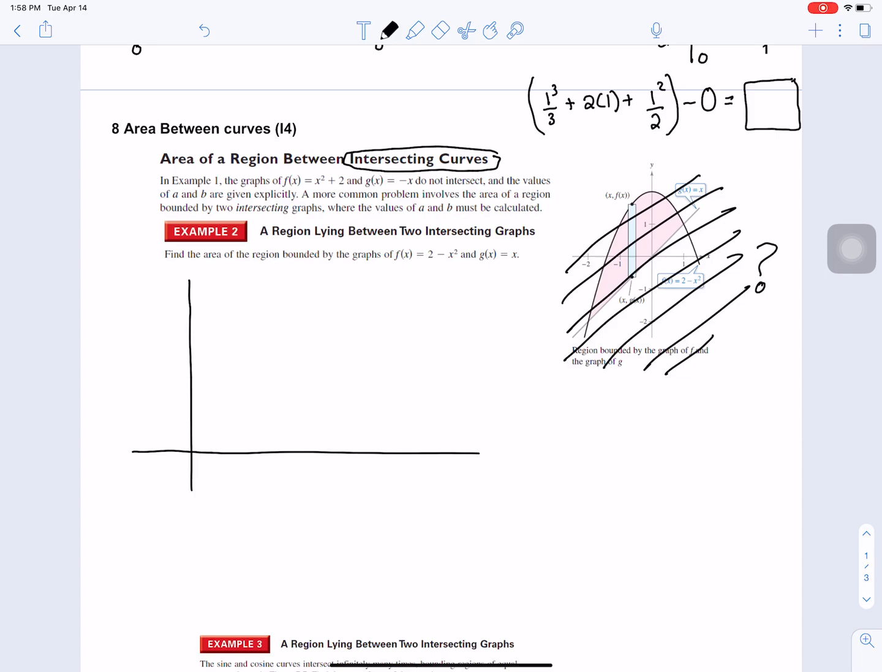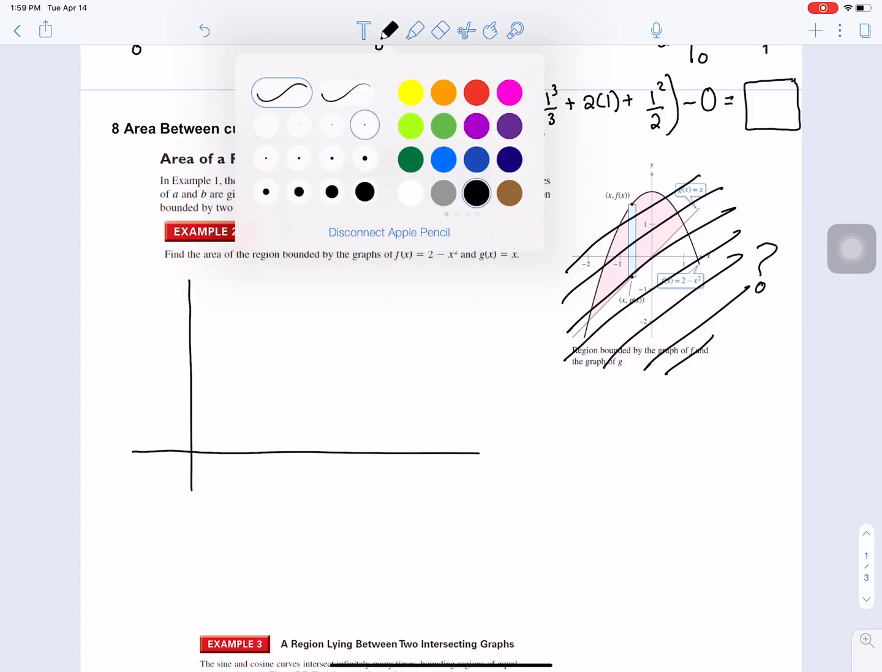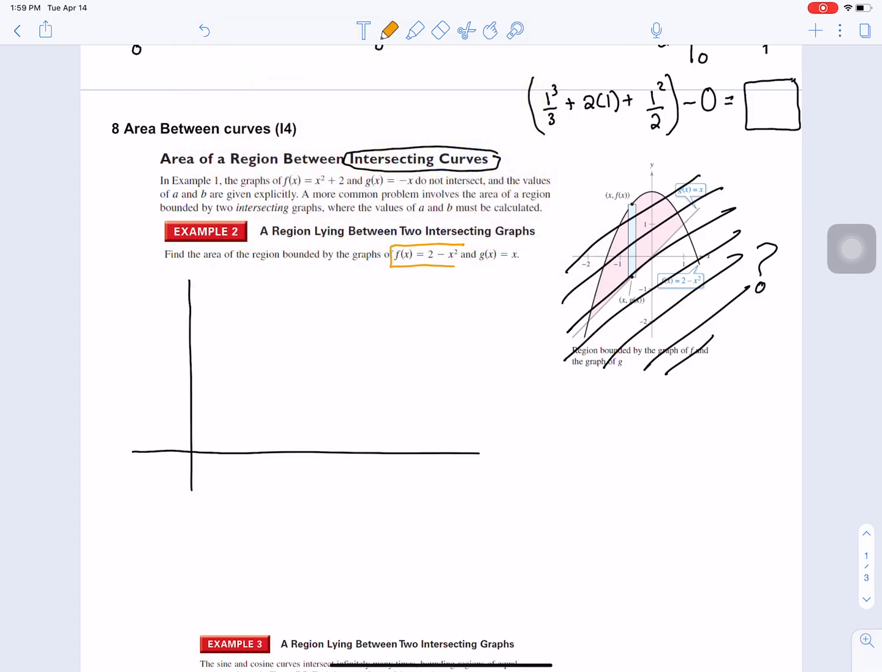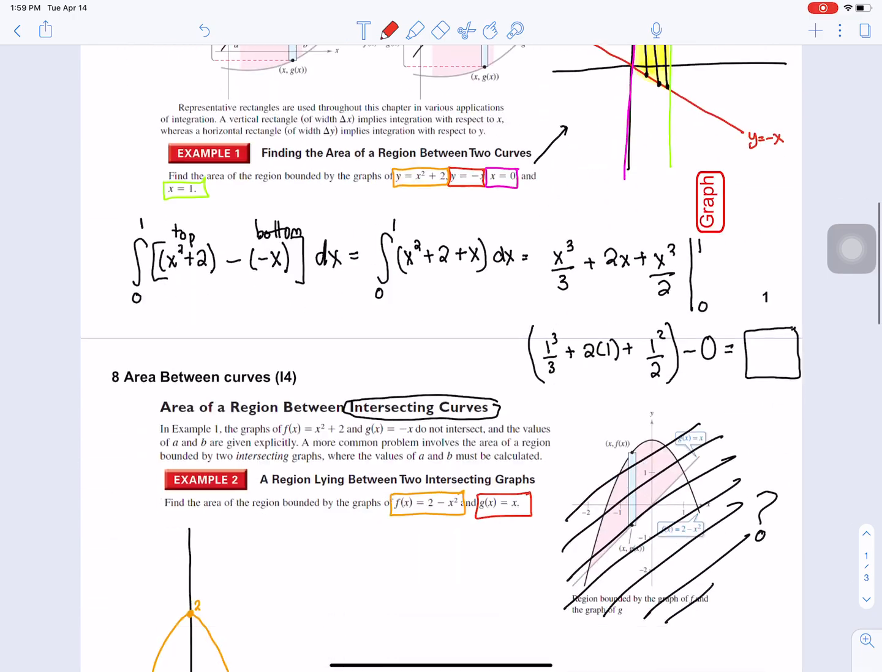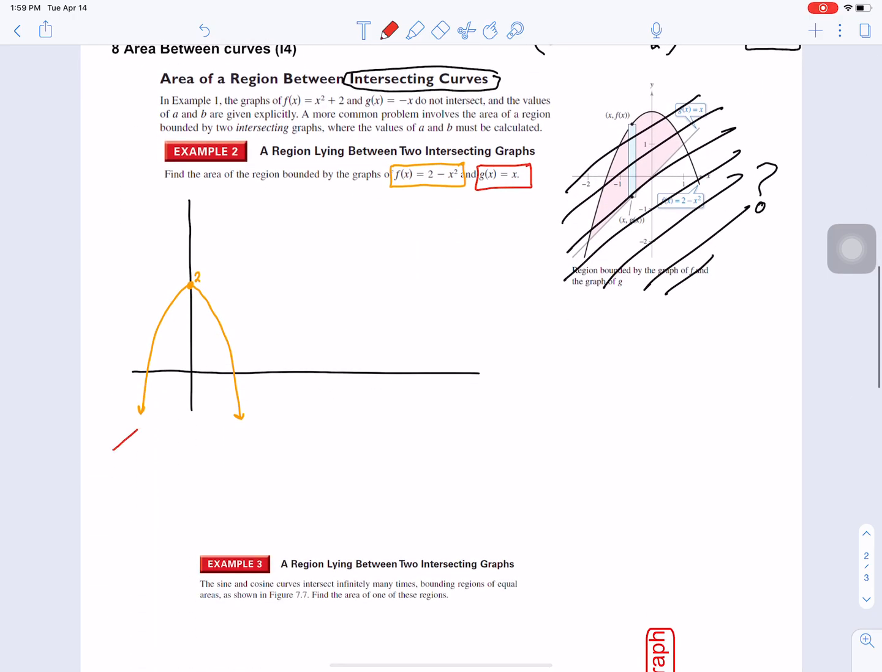So they say find the area of the region bounded by the graphs of 2 minus x squared. So that's a parabola facing down, moved up 2 units. Okay, so that's my equation 2 minus x squared. This vertex is at 2. And the graph of x, which looks like that. So they're asking us to find the area of the region bounded by these two graphs.